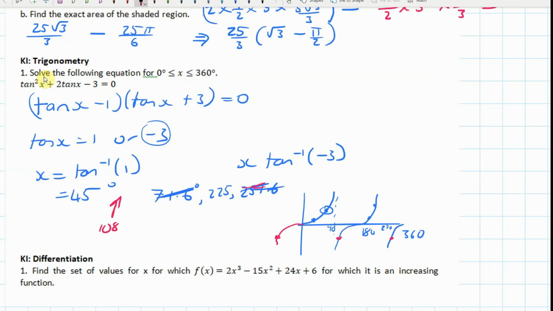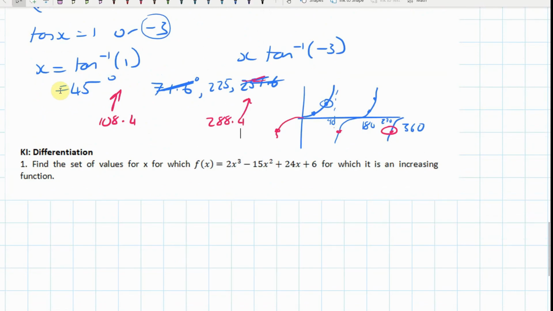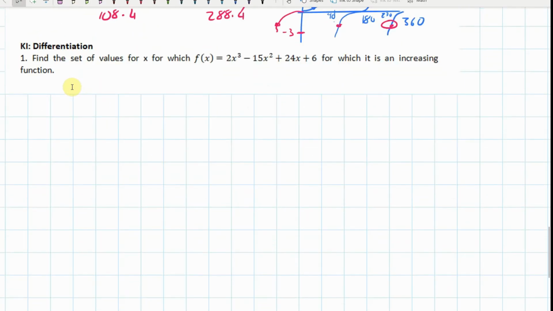So I get 108.4 here, and then this one here is going to be 288.4. Yeah, sorry about that, guys. Okay, because obviously we want negative 3, and negative 3 is down here. It's not up here. I was doing a positive 3.